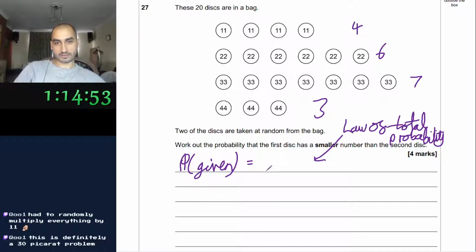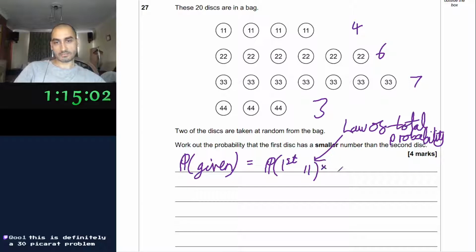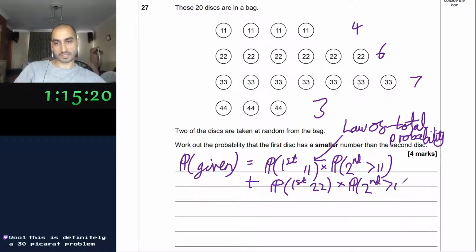Probability of the given event equals the probability first is 1 multiplied by the probability that the second is greater than 1, plus the probability of first 2 times probability of the second being greater than 2, plus probability first being 3 times probability second is 4.